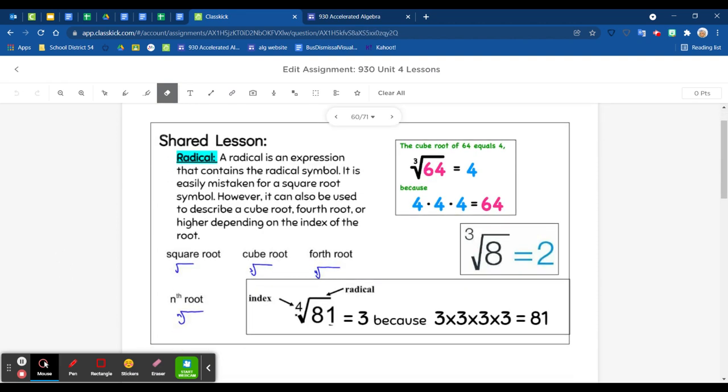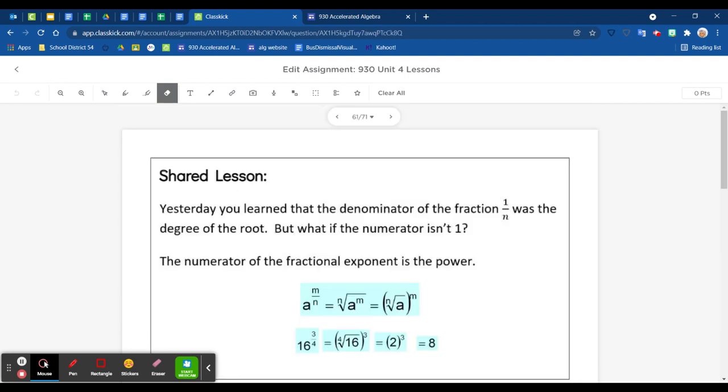So our shared lesson says that a radical is an expression that contains the radical symbol. It can be easily mistaken for a square root, but it can also be described to use a cube root, a fourth root, or higher depending on the index of the root. So we practiced with it a little bit yesterday, but we have a few more examples here. The fourth root of 81 is 3 because 3 times 3 times 3 times 3 is 81. Cube root of 8 would be 2. Cube root of 64 would be 4. So a few different examples and a couple of different ways that this could look.